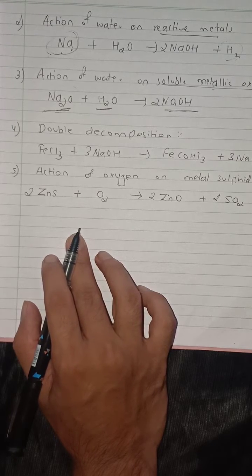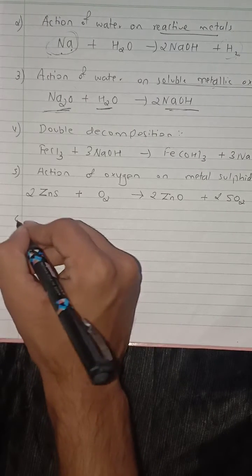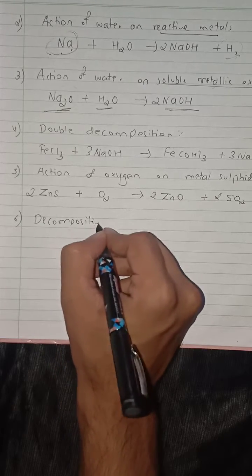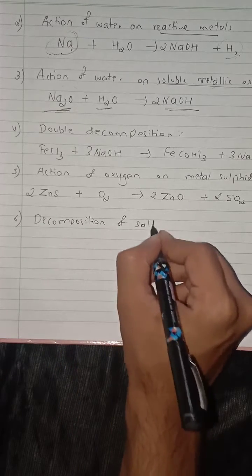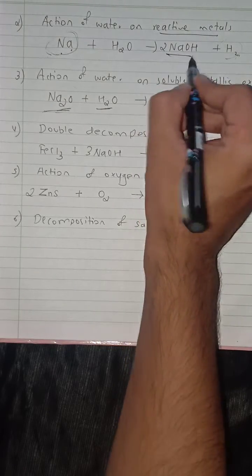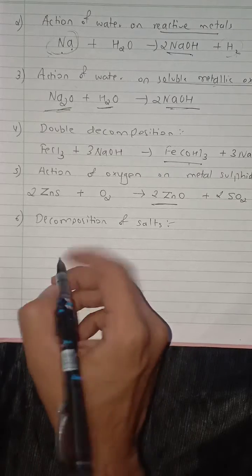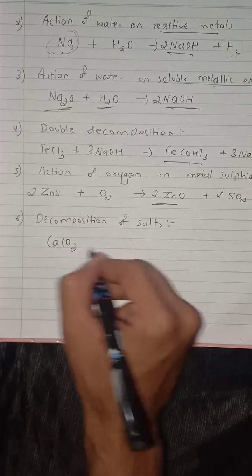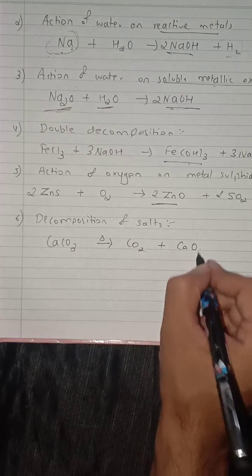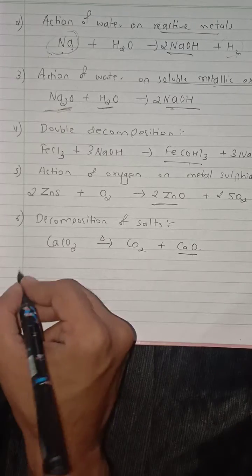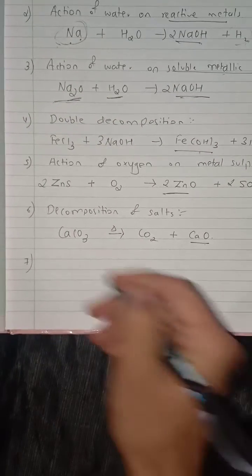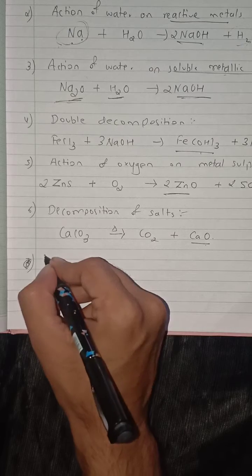Now decomposition of salts also can lead to bases. See, everywhere we are forming these hydroxides and bases. Calcium carbonate, I am going to heat this up to give CO2 and calcium oxide, and oxides are considered to be bases only. Then the seventh part. Just make a note out here.